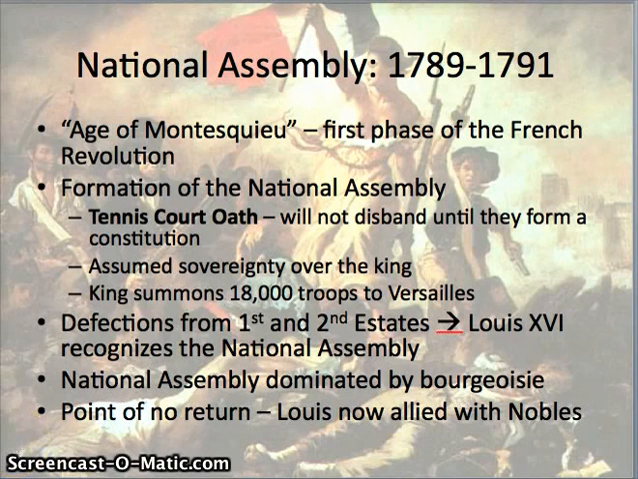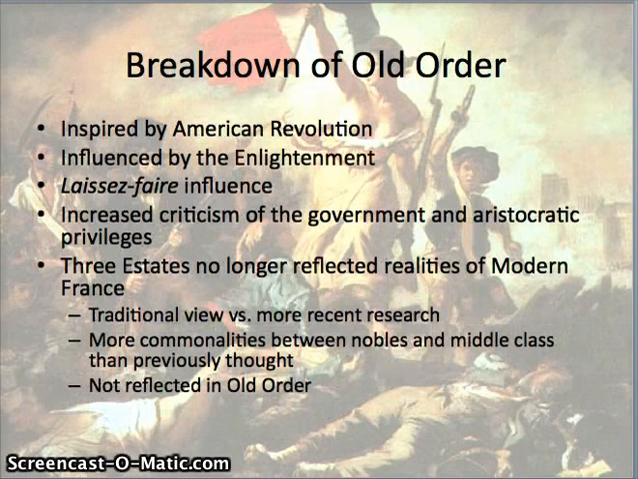Okay, so we are going to now look at some of the more long-term and immediate causes of the French Revolution. And if we don't have time for it in this video, we'll also look at the early phase of the French Revolution when the National Assembly meets.